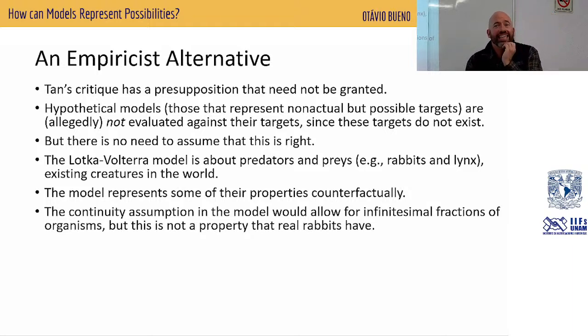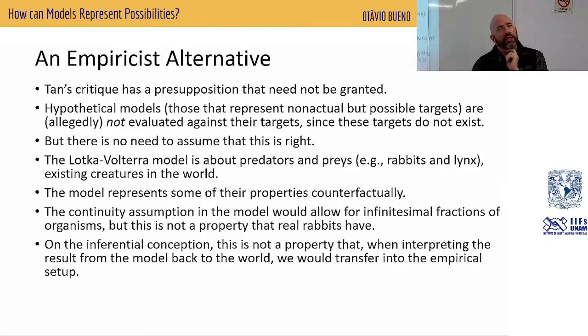The continuity assumption in the model would allow, sure, for infinitesimal fractions of organisms. But this is not the property that real rabbits have, right? And that's where the inferential conception comes in. Remember the key last bit, the interpretation bit? We immerse the model, then we derive within the model, with all the infinitesimal parts and all the resources of mathematics, the result, and then we're going to interpret back. So that interpretation is crucial.